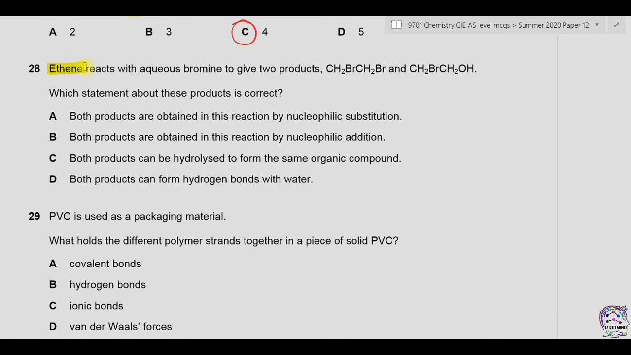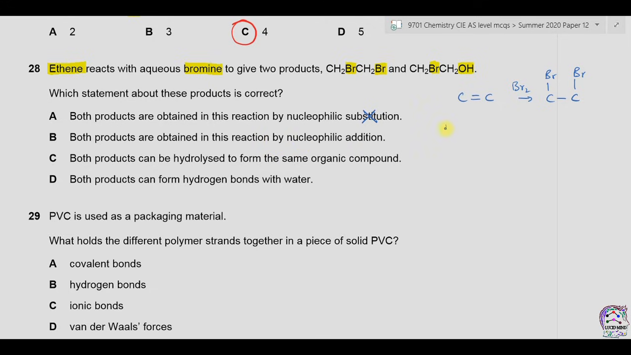Question 28. Ethene reacts with aqueous bromine to give two products. We have a bromine atom on each of these carbon atoms, and in the second product you can see one atom is bromine and the second is hydroxide. Now whenever the double bond is converted into a single bond, there is an addition product for Br. So Br is basically added into the alkene, so therefore this is an addition reaction. A says both products are obtained in this reaction by nucleophilic substitution, so this is not substitution, it is addition. B says both products are obtained in this reaction by nucleophilic addition.